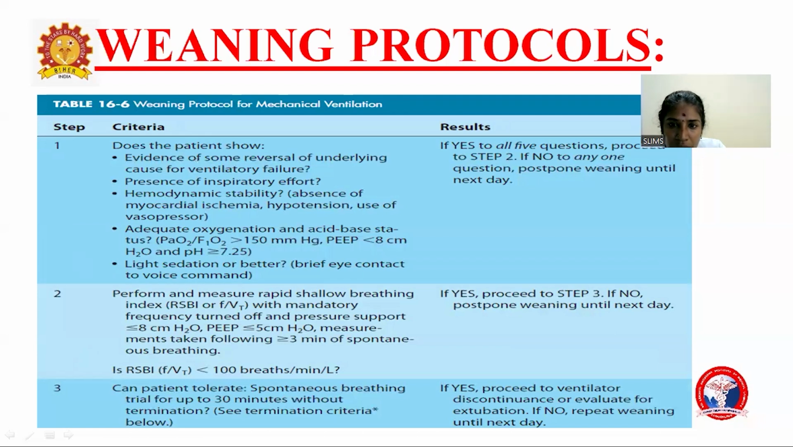If the patient is satisfactory, then go to the next step. Patient can tolerate both things. Then the spontaneous breathing trial should be continued for 30 minutes without any termination. So if it is yes, then proceed to discontinue the ventilator. If the patient can tolerate for 30 minutes, then discontinue the ventilation and plan for the extubation. If in between, after 15 minutes or immediately after 10 minutes, the patient is not able to continue the SBT, then stop the weaning process and consider the next day weaning trial.